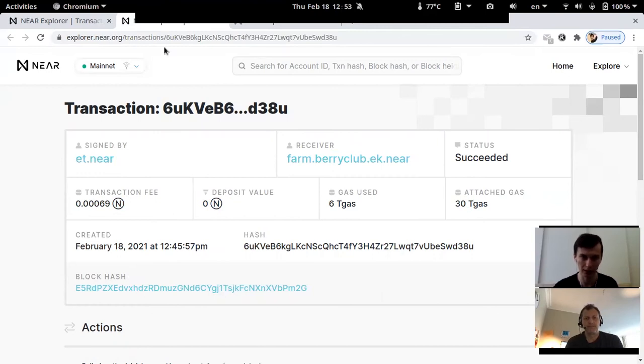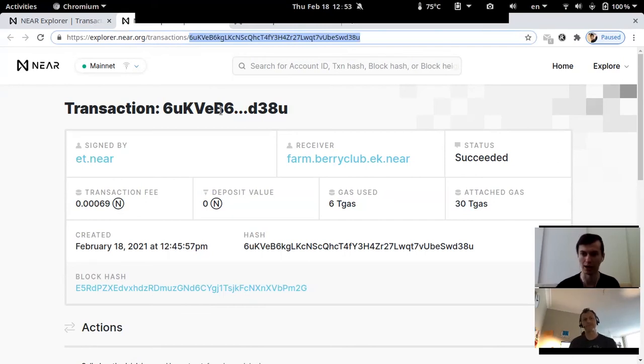But in Explorer, as you can see, you can navigate to the page only providing the transaction hash. It is possible only because we have our own indexing backend, which goes through every single transaction. We store all the transactions in a single database.